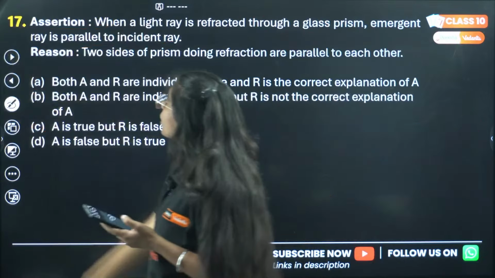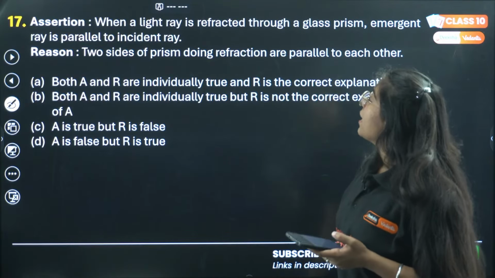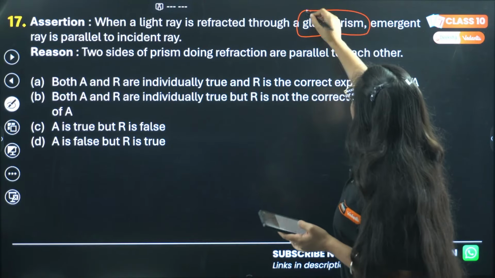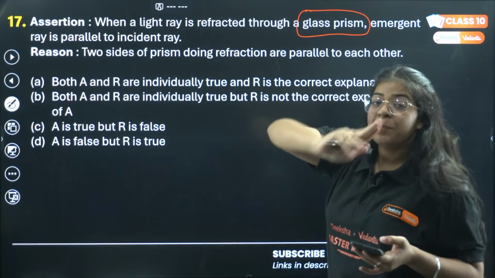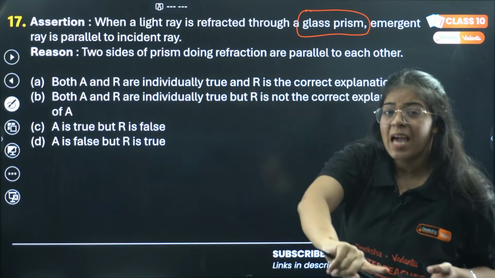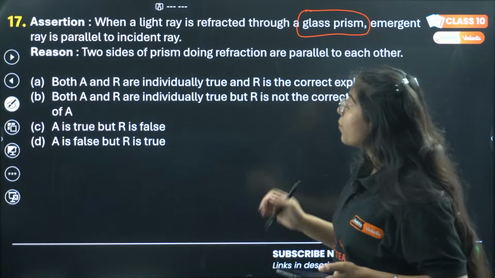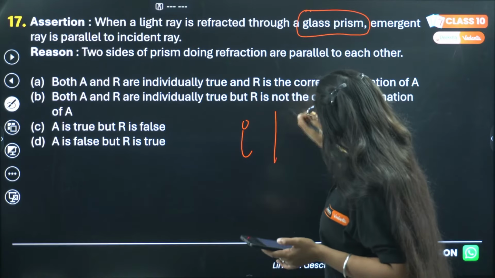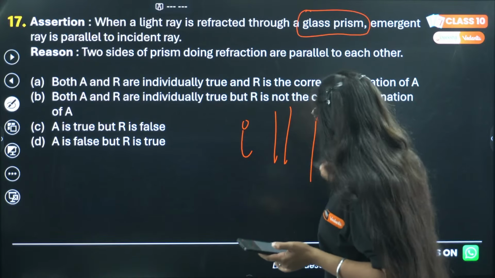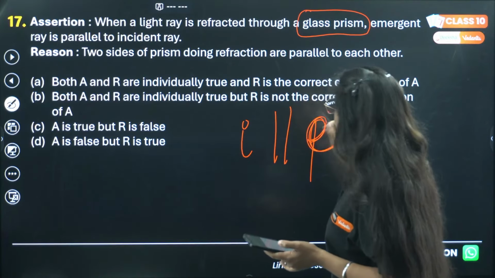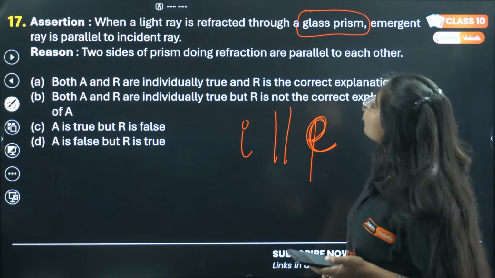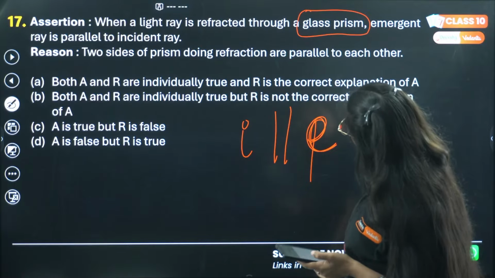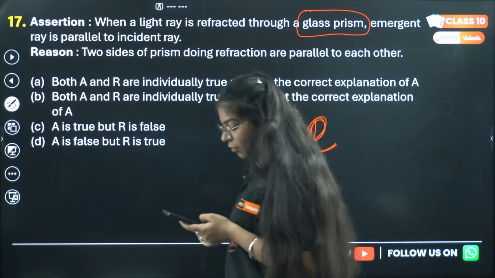Okay, next question. Assertion and reason. When a light ray is refracted through a glass prism, remember, glass prism is different, glass slab is different. Glass prism, emergent ray is parallel to incident ray. They are saying emergent ray is parallel to incident ray. The reason they are giving is two sides of prism doing refraction are parallel to each other. Okay, let me know the answer of this question.